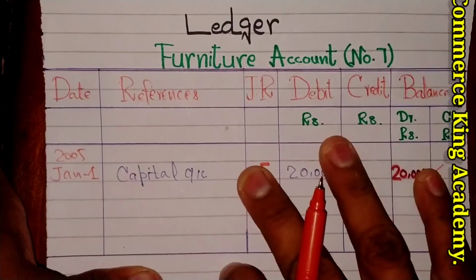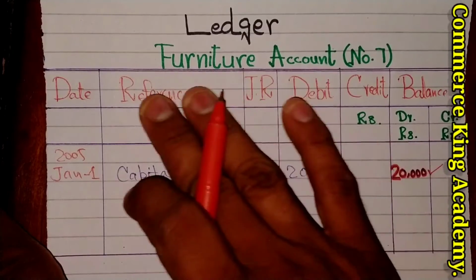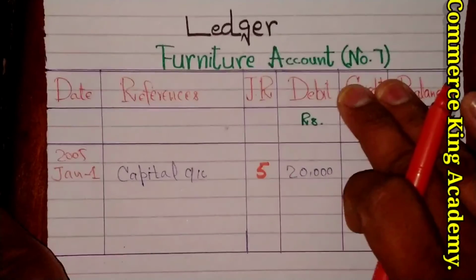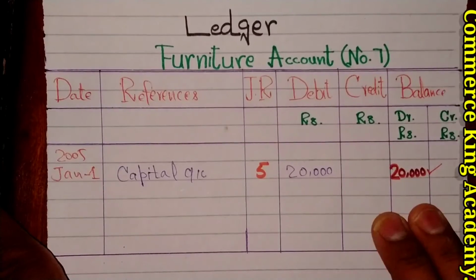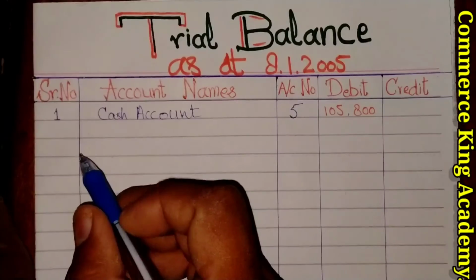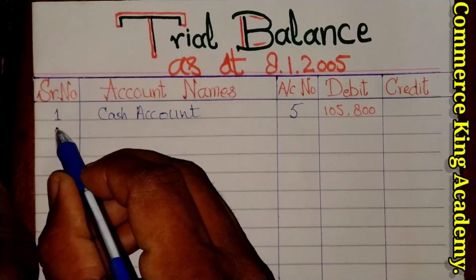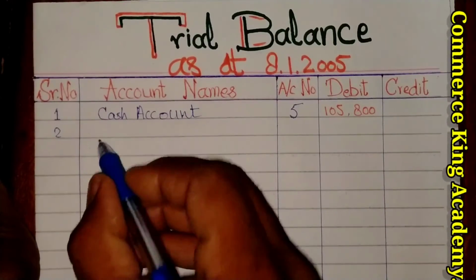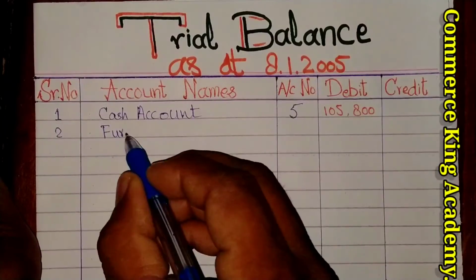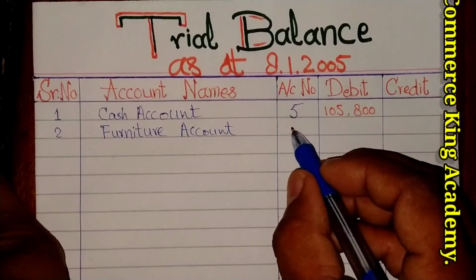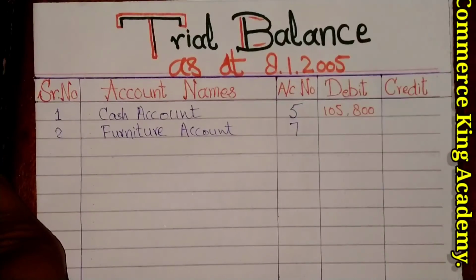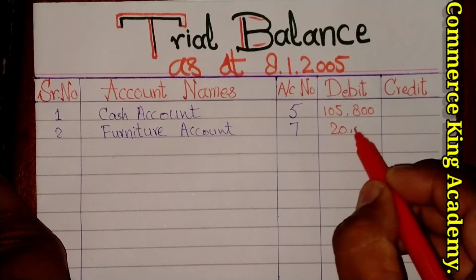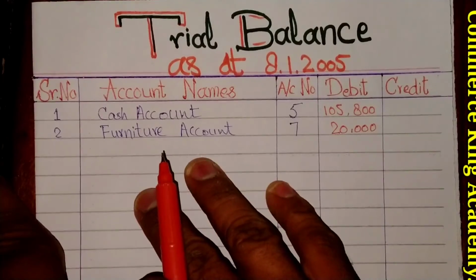Now we will move toward the entry of account number 2. In the ledger, our second account is furniture account, with account number 7, having a debit balance of 20,000 rupees. So we will enter here account number 2 with the name furniture account, with account number or ledger folio number 7, having a debit balance of 20,000 rupees. The second account's entry has been completed here.